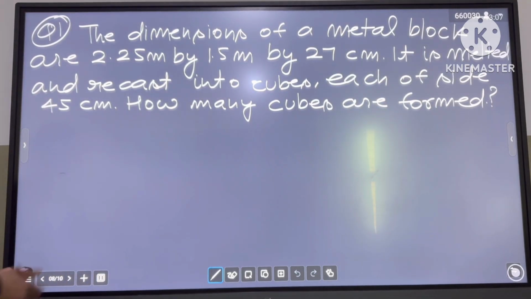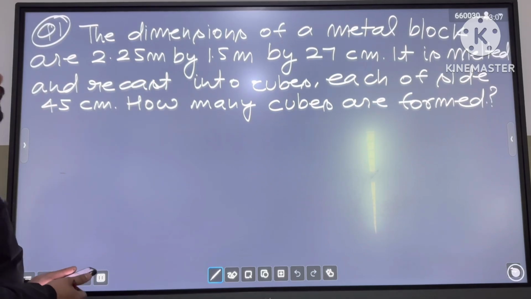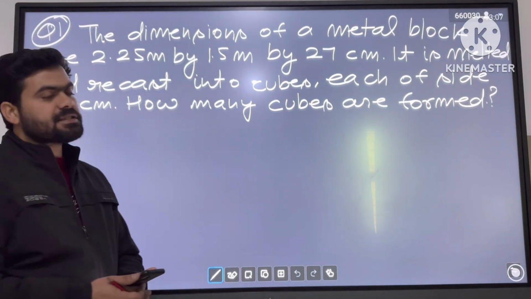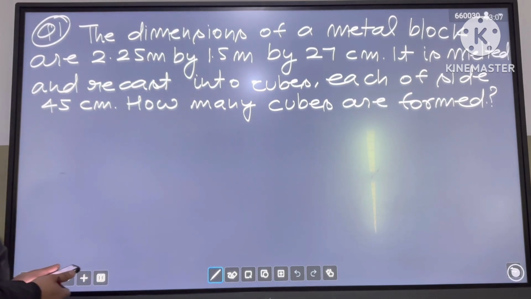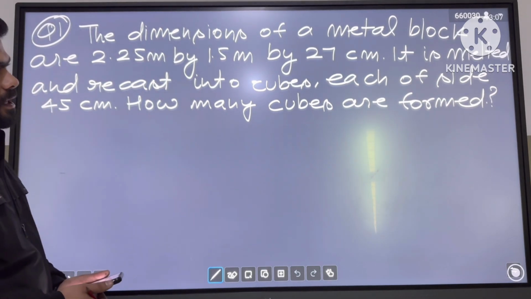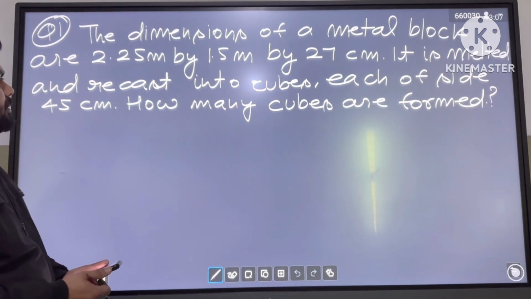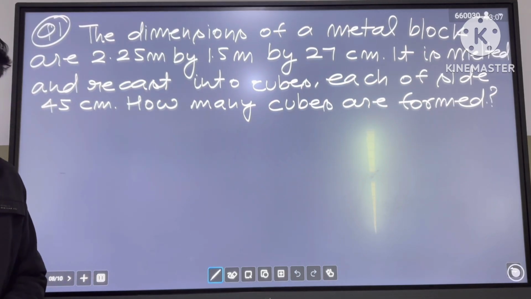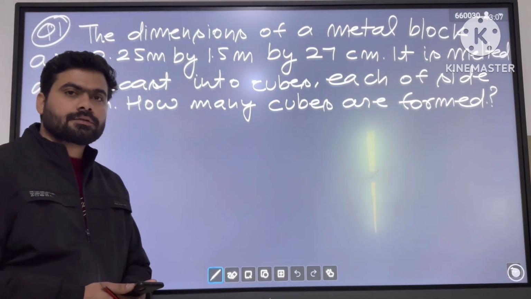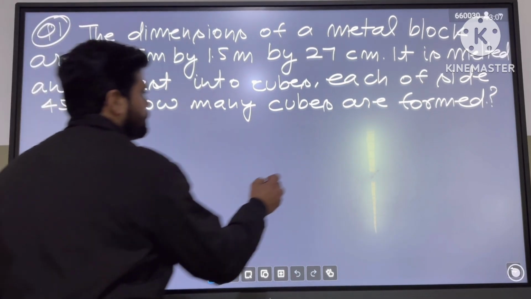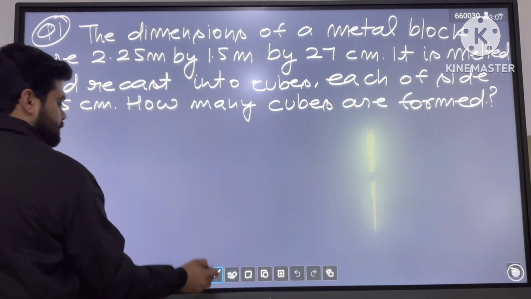The first question is: the dimensions of a metal block are 2.25 meter by 1.5 meter by 27 centimeter. It is melted and recast into cubes, each of side 45 centimeter. How many cubes are formed? What is the actual meaning of this question? We have a cube. We have a cuboid.